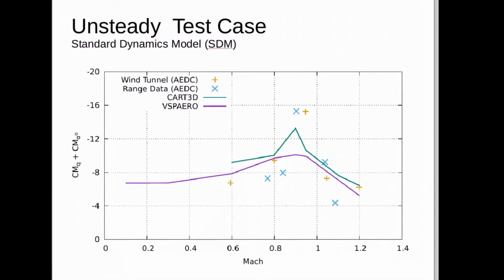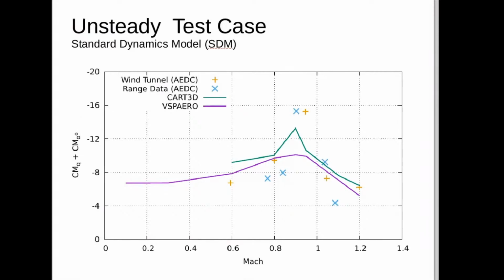And I did that across the Mach number range. On this plot is CMQ plus CM alpha dot. When you do that unsteady analysis, you can't really differentiate between, are you calculating CMQ or are you calculating CM alpha dot? They really show up in the same kind of behavior. So it's the net of the two that you can actually calculate.